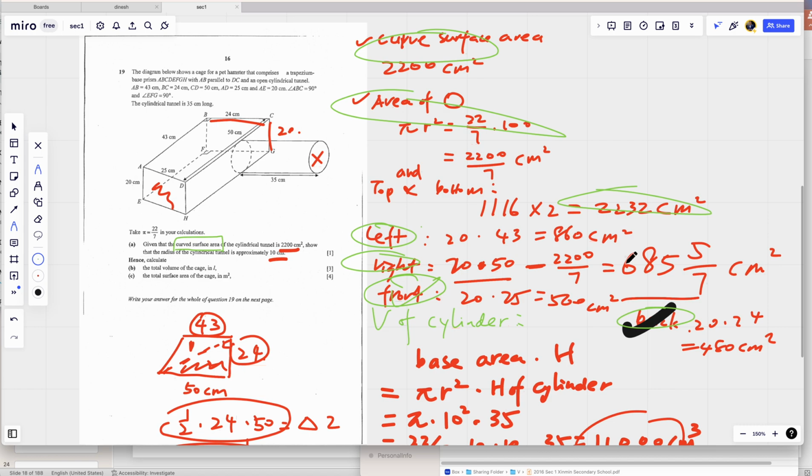What you need to do next time when you are asked to find the total surface area? Follow the strategy closely. What strategy? Find right, left, front, top, bottom, individually, right? Okay, good. So construction. Construction is quadrilateral.